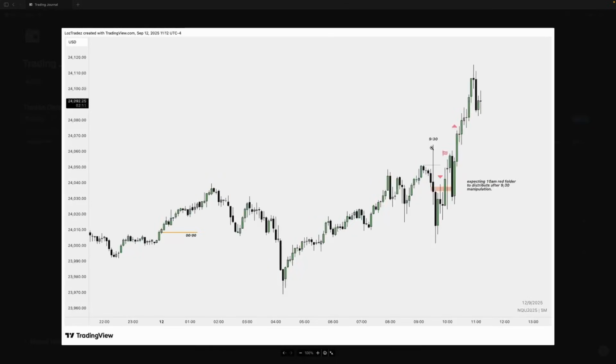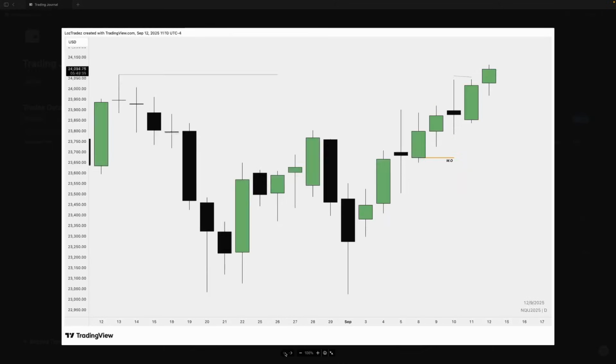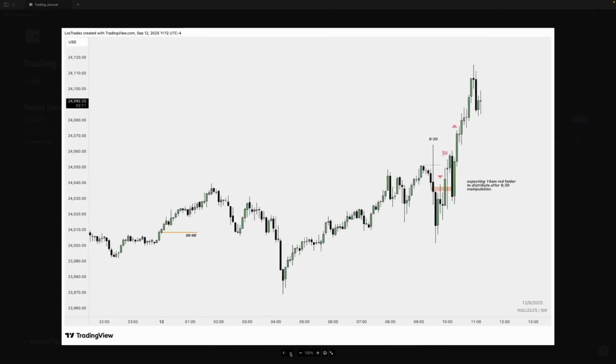So now 930 manipulated the highs. Now, all of this framework on the lower time frame is fine. This is perfect, right? I don't mind that. But we didn't take this high out with this candle. I would have much preferred that. That's why, again, I graded it 4.